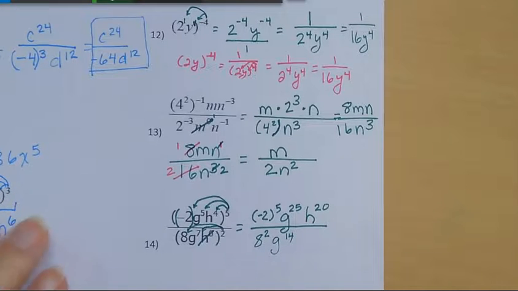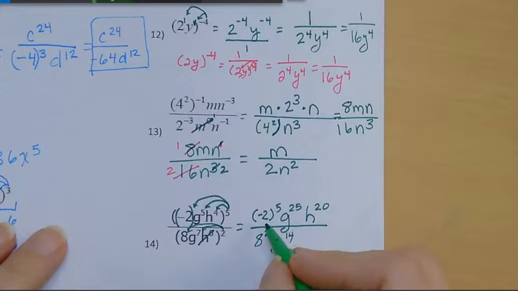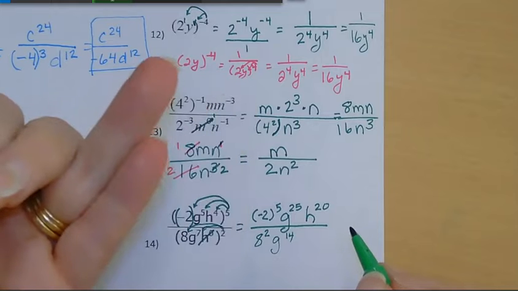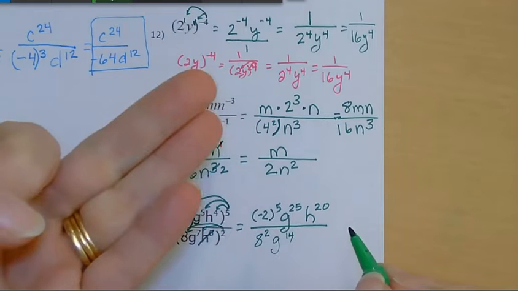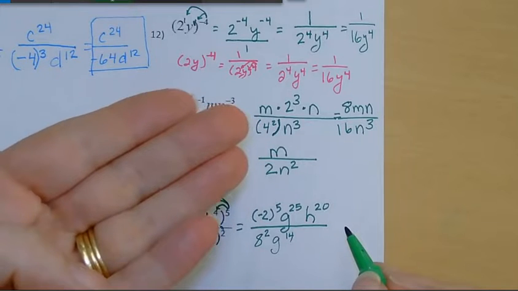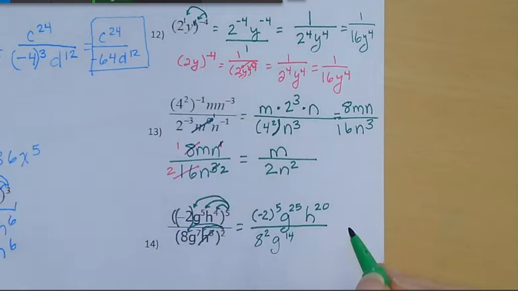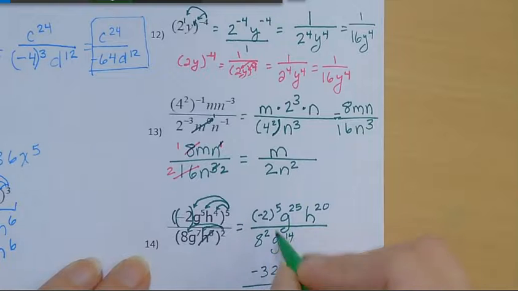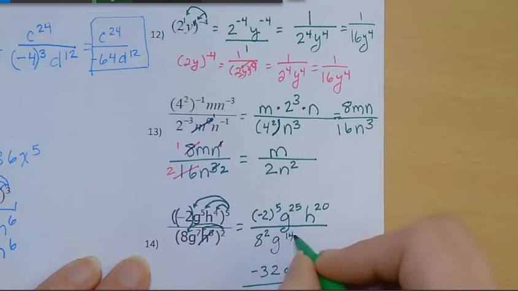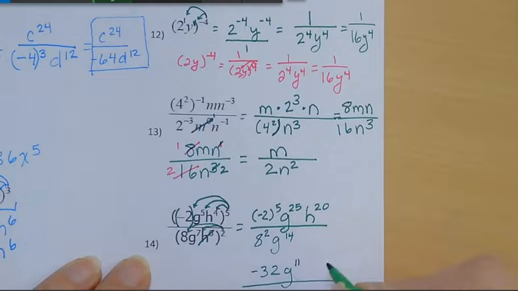And so now I can simplify further. I know that negative 2, all raised to the power of 5, is going to be negative 2 times negative 2 is positive 4, times negative 2 is negative 8, times negative 2 is positive 16, times negative 2 is negative 32. So negative 2 to the 5th is negative 32. And g to the 25th over g to the 14th, I know that's going to be g to the 25 minus 14, so that's 11.